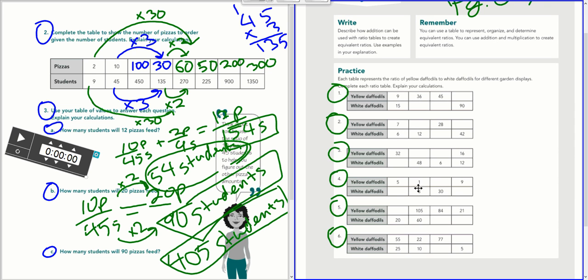So your assignment is page 67, filling in the tables. Remember, there's several different ways to get to the answers. And remember, you don't have to base it off of this first number. This first number might be a great ratio to use, but you don't have to. You could go from here to here, or you could go from this ratio to this ratio. These all should be equivalent ratios.